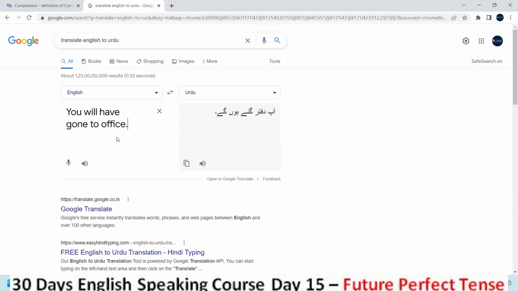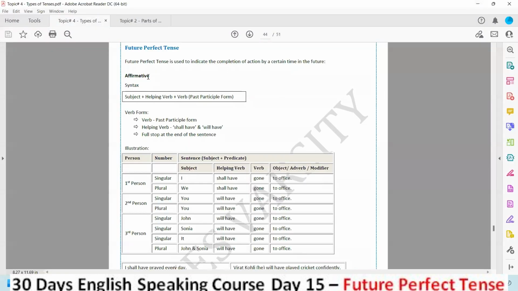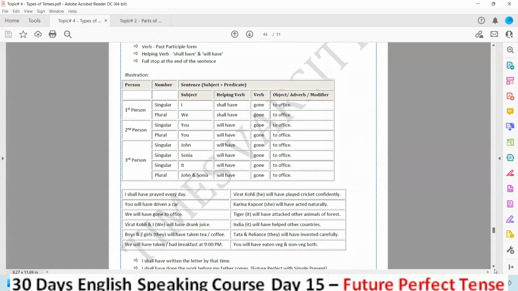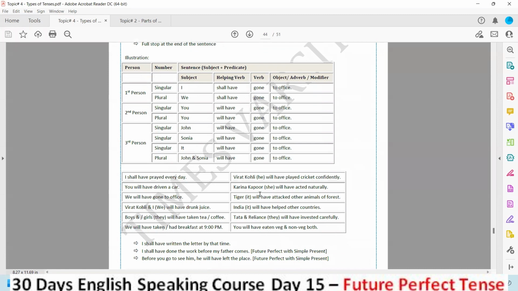In future, this work will be completed. So then it is called future perfect tense. Future perfect tense is used to indicate the completion of an action by a certain time in the future. This is what is happening here. Let's take some examples. Virat Kohli will have played cricket confidently. All right, this is one thing.